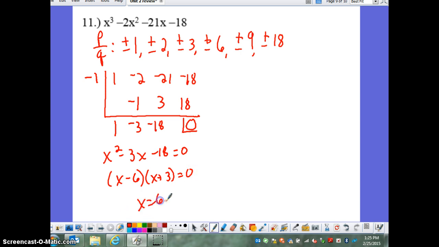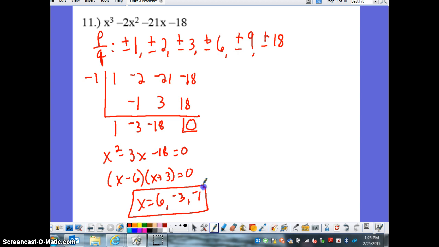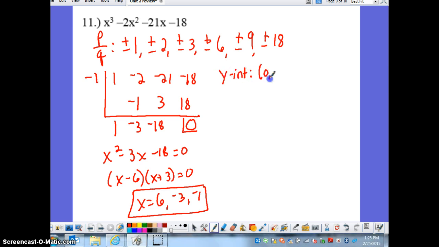Set those equal to 0. I get x is equal to 6. X is equal to 6, negative 3, and then don't forget about that negative 1 that we have from up here. You got to make sure you put that as part of your answers there as well. So they are my x-intercepts there. My y-intercept is going to be 0, negative 18.